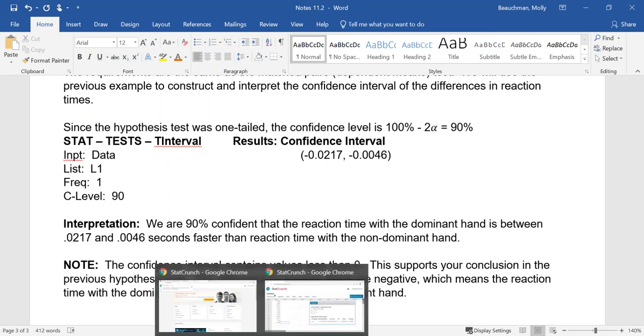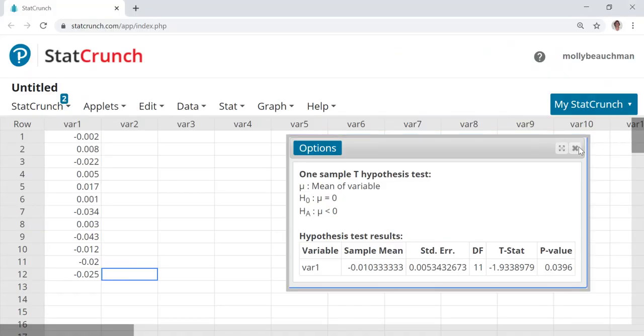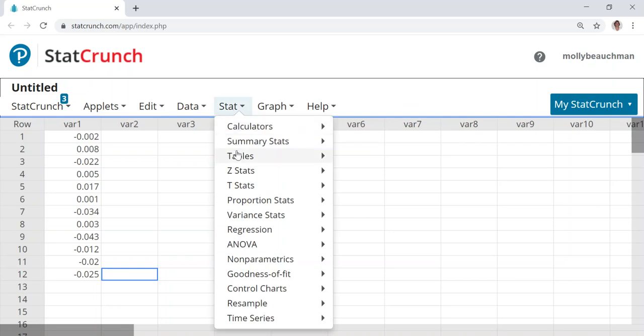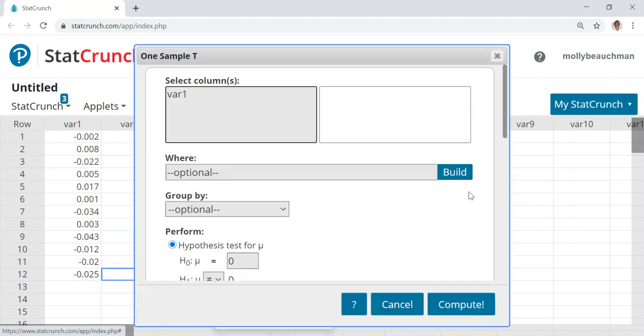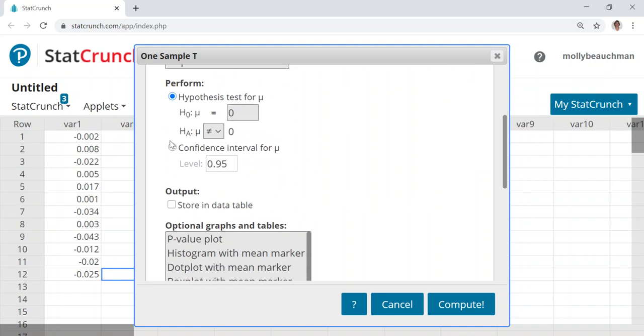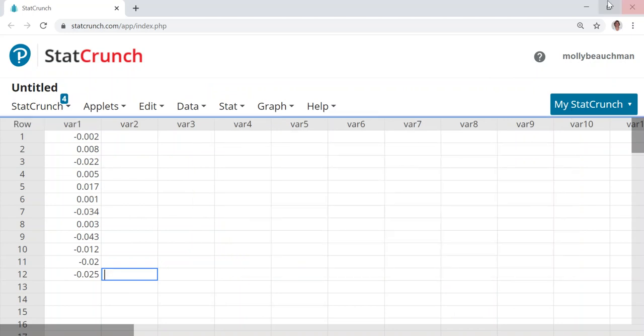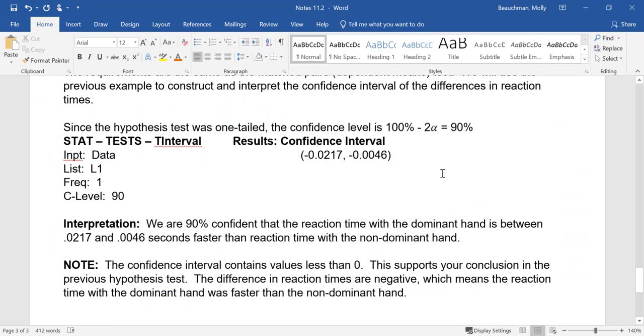So steps on StatCrunch. I think I probably have one of these typed in incorrectly, but on StatCrunch, these are stats, t-stats, one sample with data. Exactly the same, and come down and select confidence interval this time. And you have to put in the confidence level. Hit compute, and if we had the values right, then it would come up the same as my other. All right, so that's how to use both StatCrunch and the calculator.